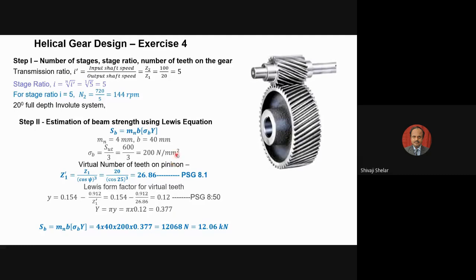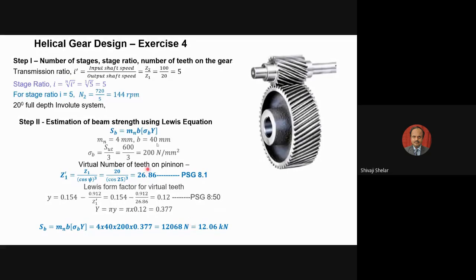Now putting all these values in this equation, which I have written again here: 4 into 40 into 200 into 0.377, we get the maximum beam strength value as 12068 Newton. If the value is big, we can convert it into kilonewton. So this is equal to 12.06 kilonewton. So this is the capacity of this gearbox, which has a 12.06 kilonewton value.